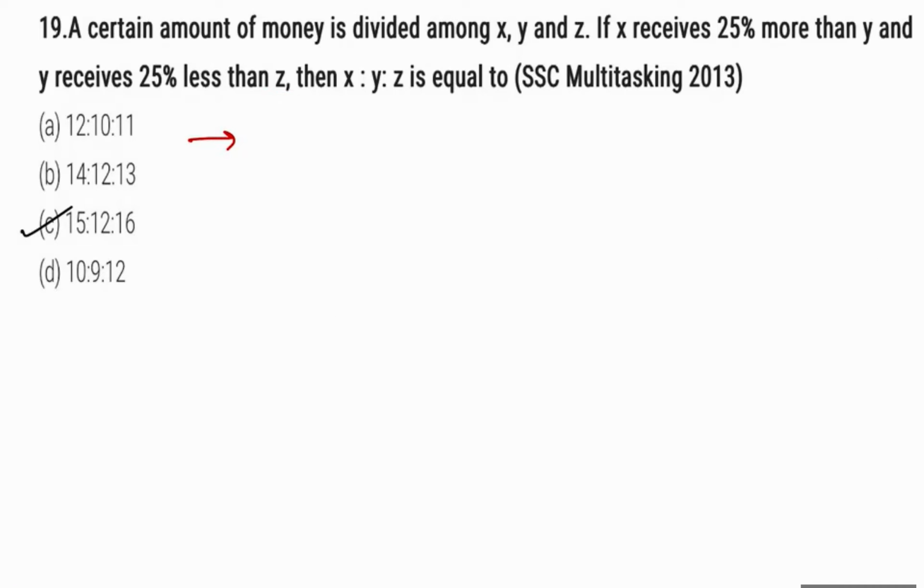Question in PCM: X receives 25% more than Y. 25% more means 1 by 4 plus. If X is 5, then Y is 4, since 4 plus 1 gives 5. So X is 5 and Y is 4.